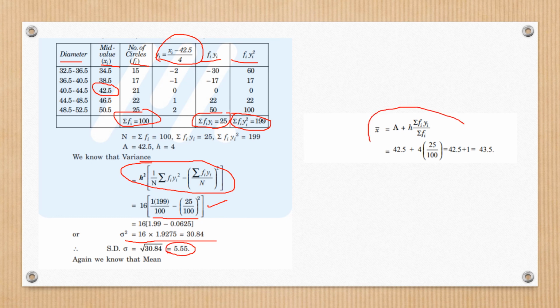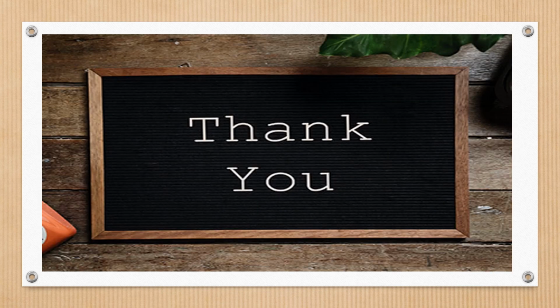and the mean here is 43.5, right? The mean we can calculate as this: 42.5 is the assumed mean, and it is a plus h times summation fi yi upon summation fi. So it is 43.5, right? So mean, variance and standard deviation can be calculated like this. It is better to find the mean first and then go for the other ones. So this is all regarding your exercises 15.1 and 15.2.